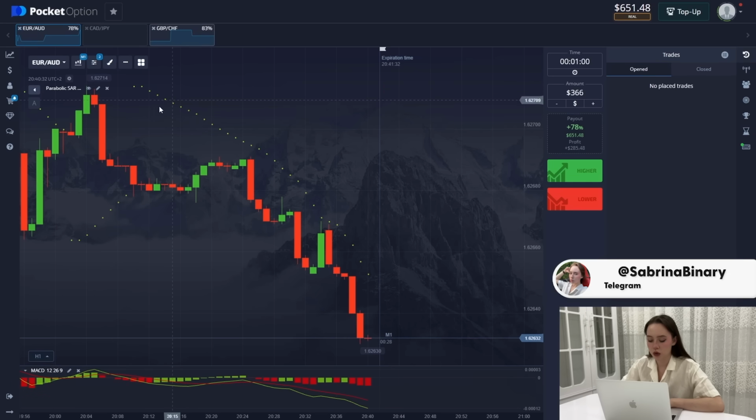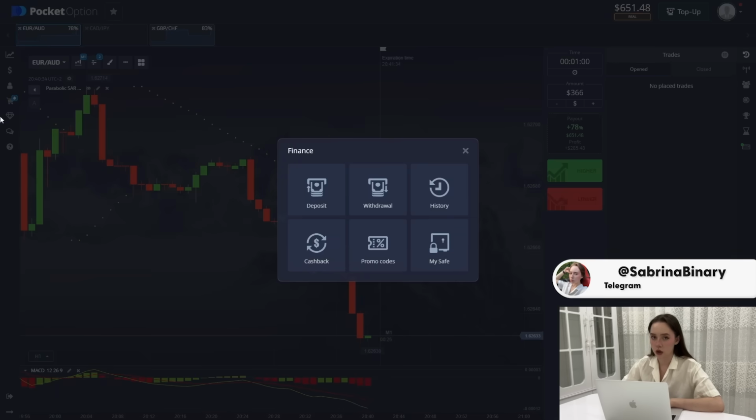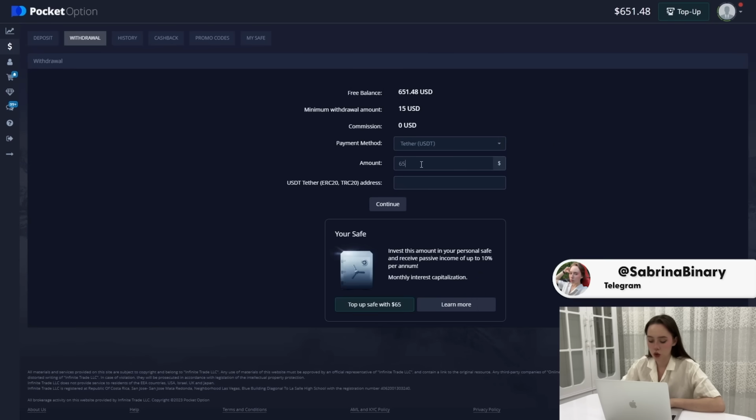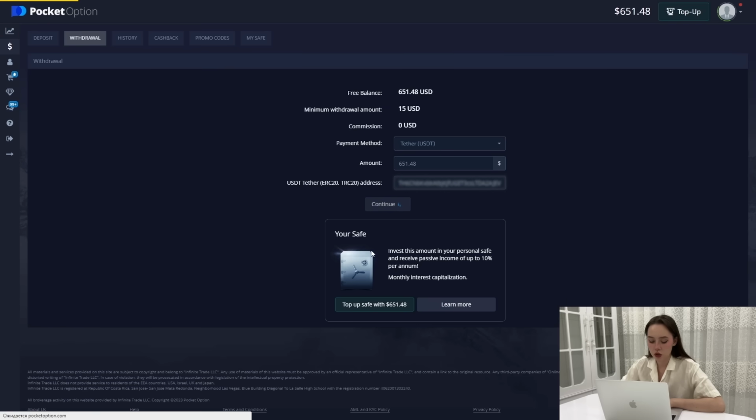$285.48, and let me show you how to properly withdraw money to your account. First of all, we need to click on the dollar icon, then click on the word withdrawal, and I will withdraw money in USDT, and you can choose everything you need. Then I enter my data and how much money I want to withdraw. Click continue, and as you can see, the withdrawal came, as on this screenshot.